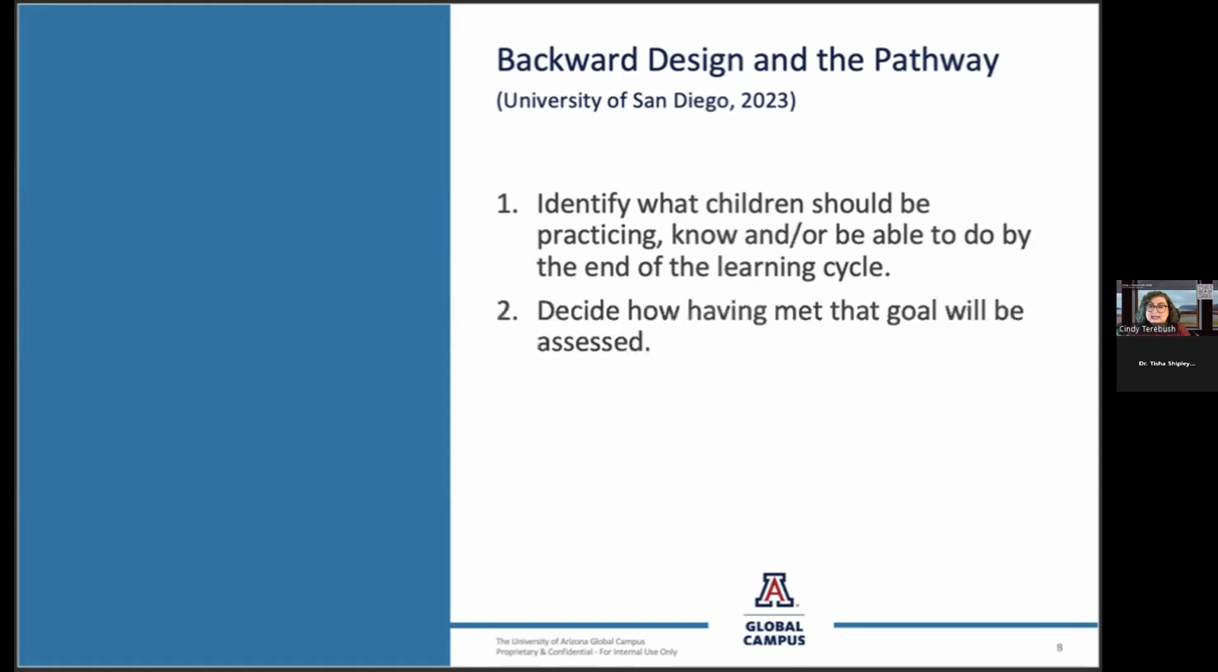The second step of backward design, after identifying what children should be practicing, know, and or be able to do by the end of a learning cycle, is to decide how having met that goal will be assessed. The goals and objectives for children's learning should be observable and measurable. They have to be very specific. When we're writing lesson plans, we often call these the objectives.